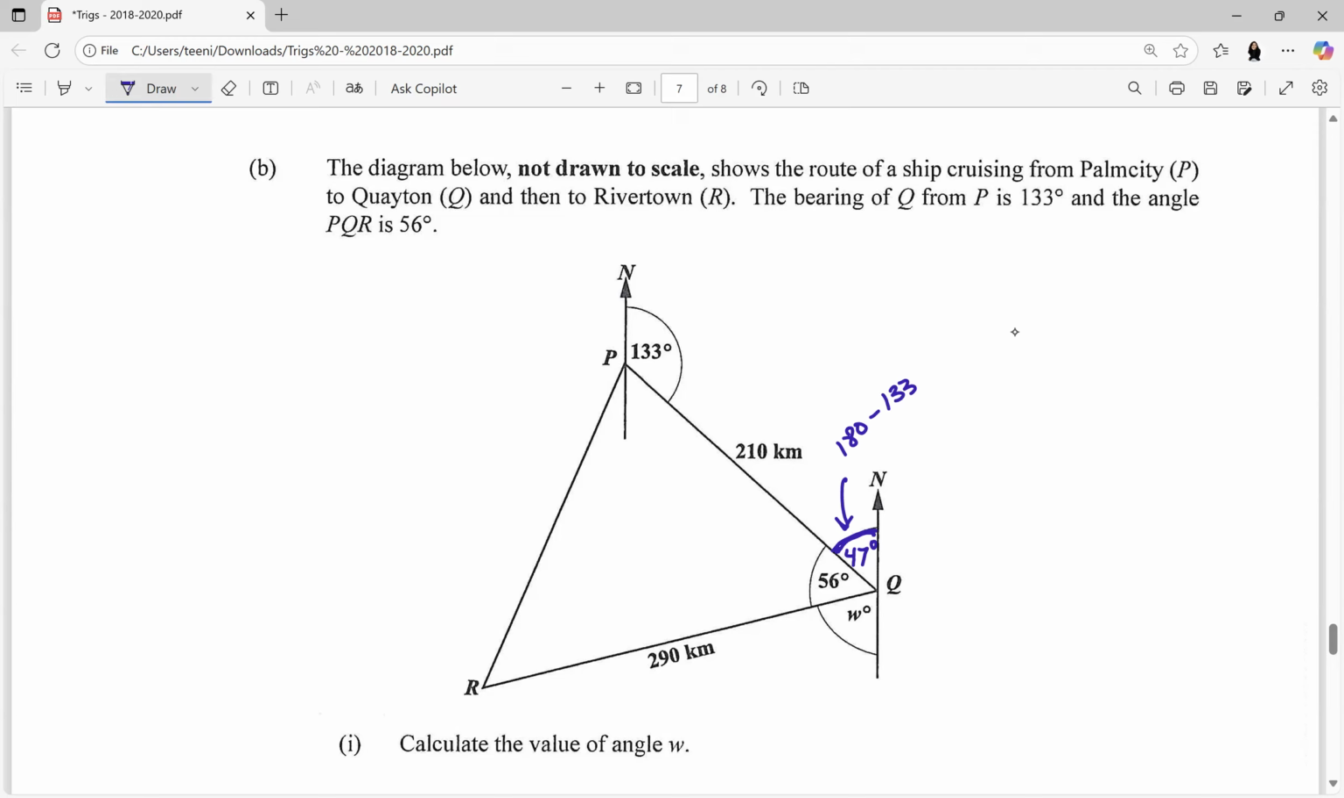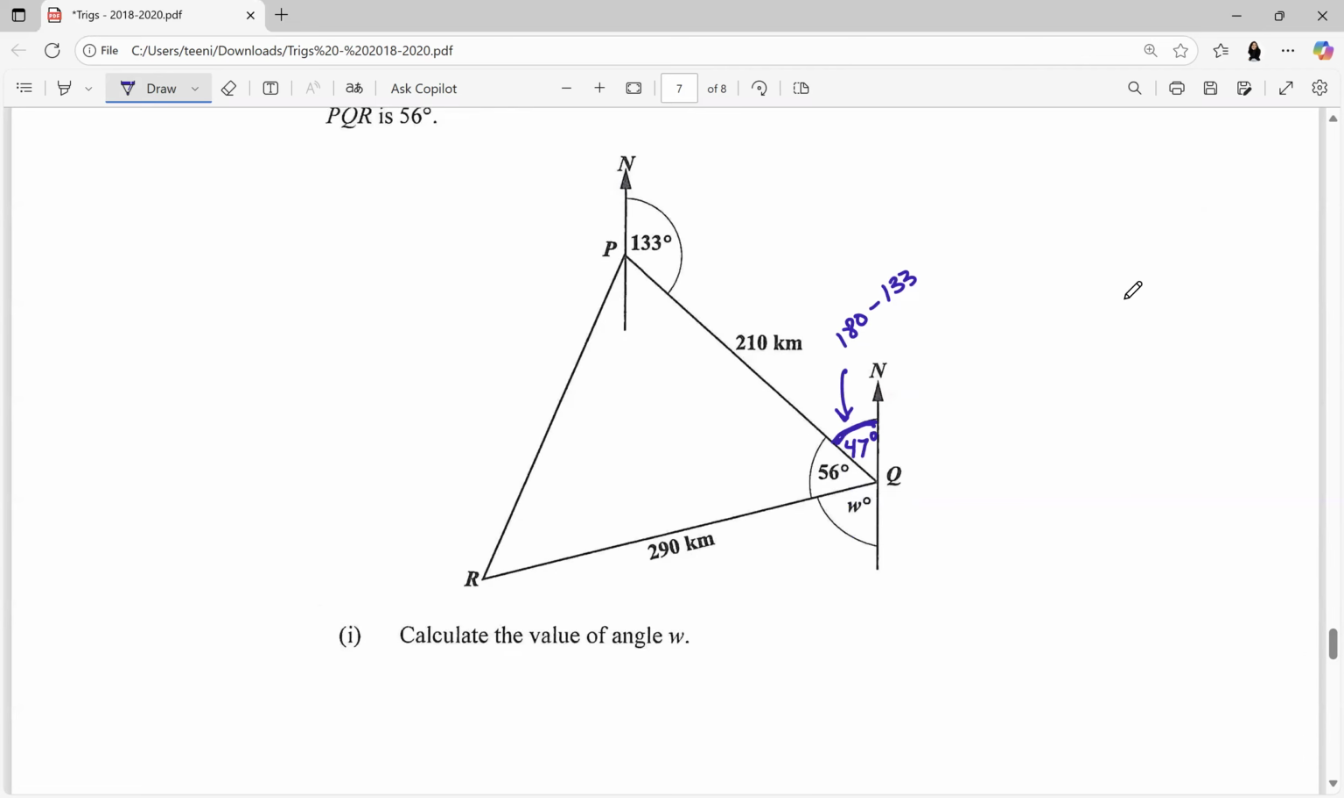Now, the next thing is that angle W, which we are trying to find, 56 degrees and 47 degrees are all on this straight northing line, right? So angles on a straight line also add up to 180 degrees. They are also supplementary. So I can find out what angle W is by subtracting the sum of 56 and 47. So 180 take away 56 plus 47.